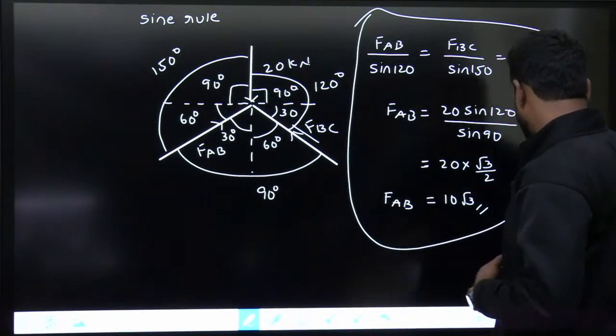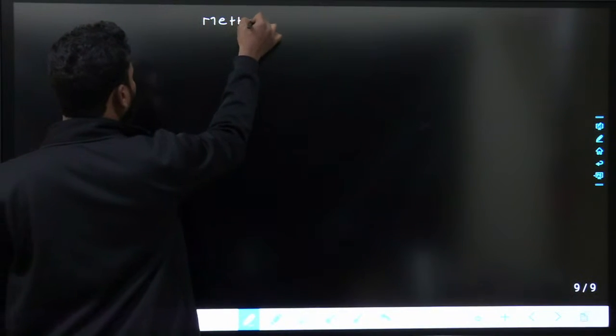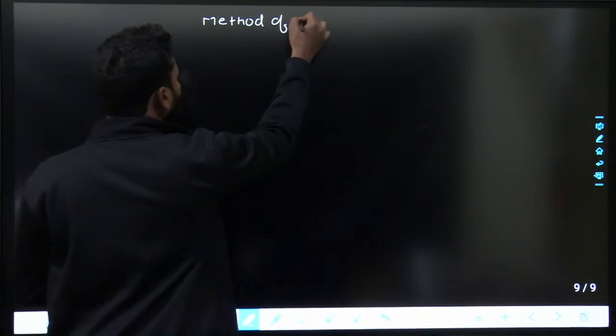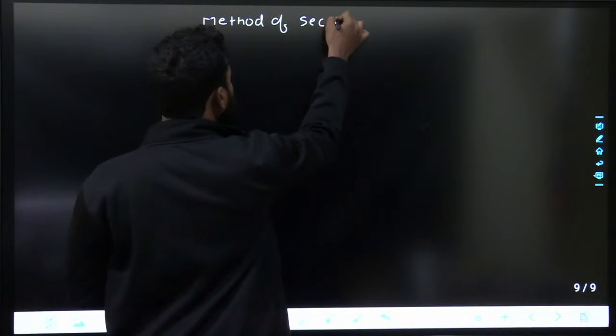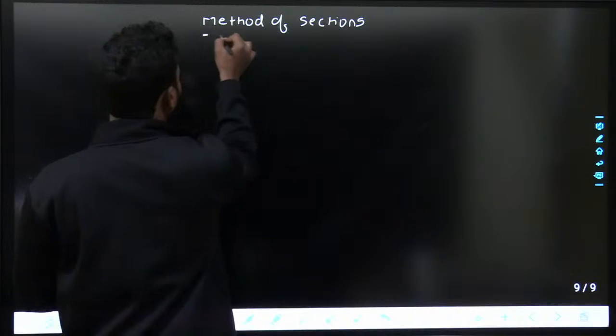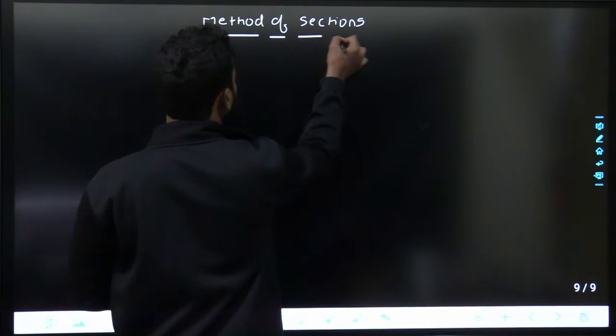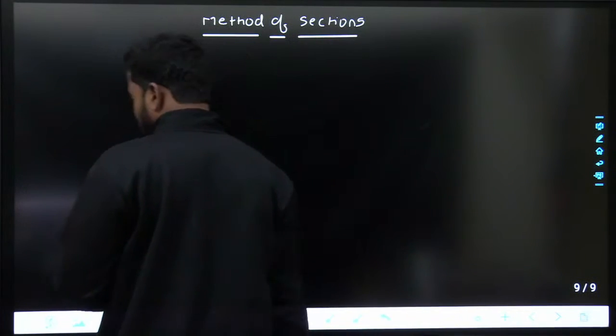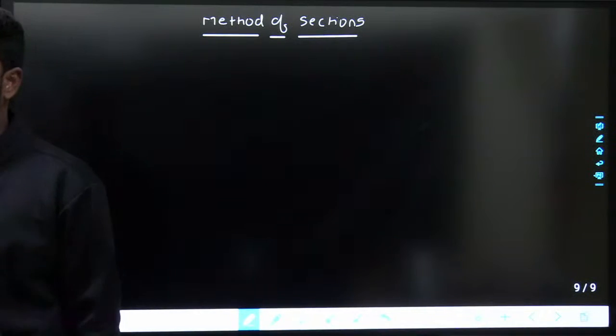Next one is, this was the method of joints. Now going with the method of sections. The next heading would be method of sections.